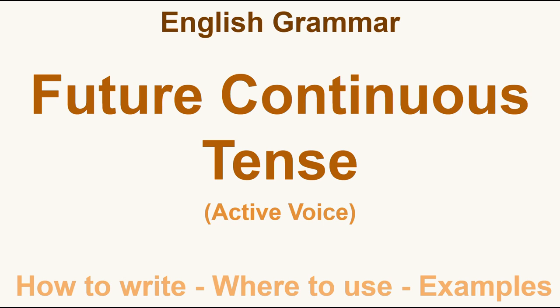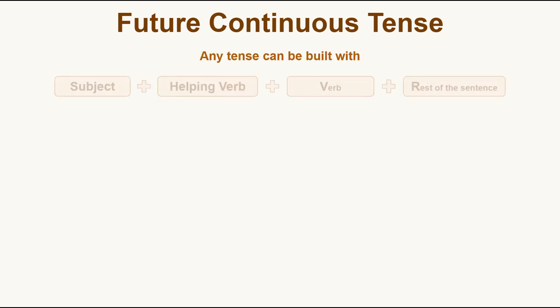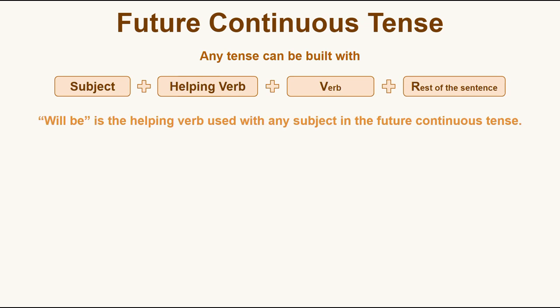English grammar, future continuous tense, active voice, how to write, where to use, examples. Future continuous tense. Any tense can be built with subject, helping verb, and rest of the sentence. Will be is the helping verb used with any subject in the future continuous tense.